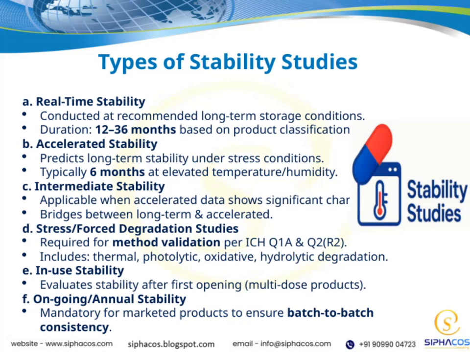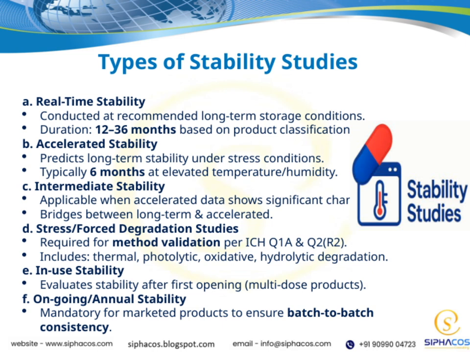Let's start by looking at the different types of stability studies. First, we have real-time stability, which is conducted under the recommended long-term storage conditions. This helps us understand how the product behaves over time, typically over a period of 12 to 36 months, depending on the product classification. It's essential because it provides the real-world data we need for shelf life determination.